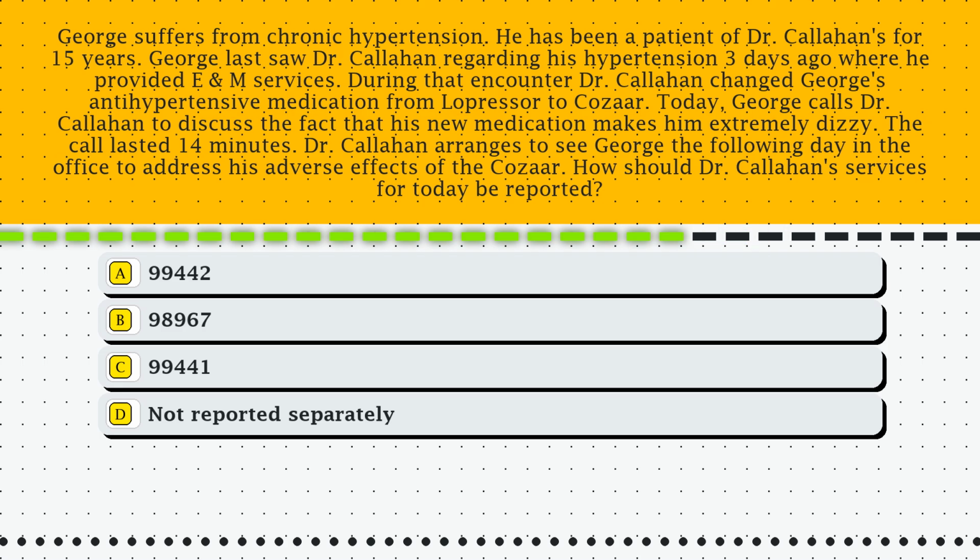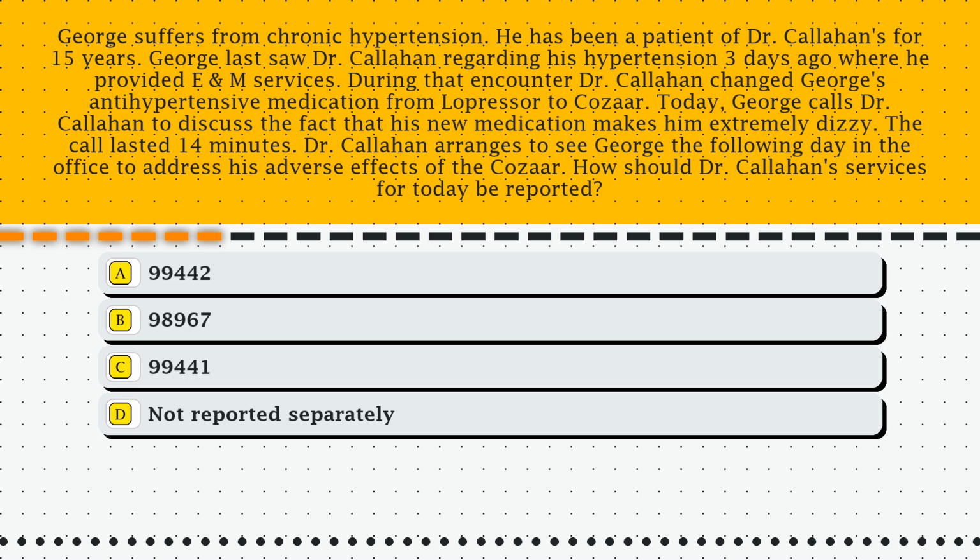During that encounter, Dr. Callahan changed George's antihypertensive medication from Lopressor to Cozaar. Today, George calls Dr. Callahan to discuss the fact that his new medication makes him extremely dizzy. The call lasted 14 minutes. Dr. Callahan arranges to see George the following day in the office to address his adverse effects of the Cozaar. How should Dr. Callahan's services for today be reported?